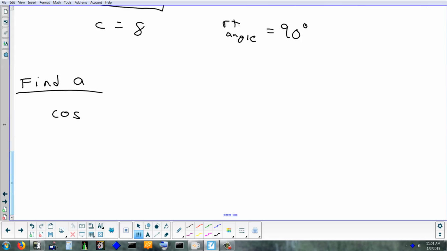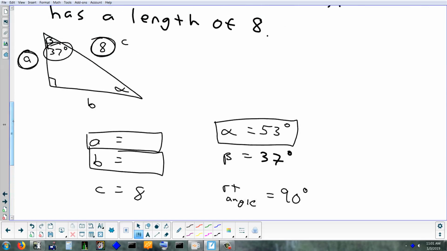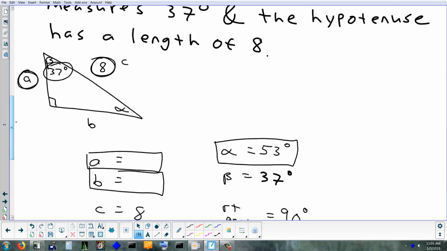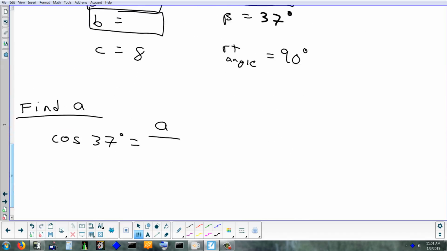Okay, so let's set this equation up. We're going to do the cosine, and it's always the cosine of your angle. That's your argument. That's the thing you're taking the cosine of. So you're going to take the cosine of 37, and that's equal to adjacent over hypotenuse. What's adjacent here? Adjacent would be A, right? Yep, and hypotenuse? C is 8. So A over 8, and now just solve that for A. So how do we get A by itself there? Multiply both sides by 8.